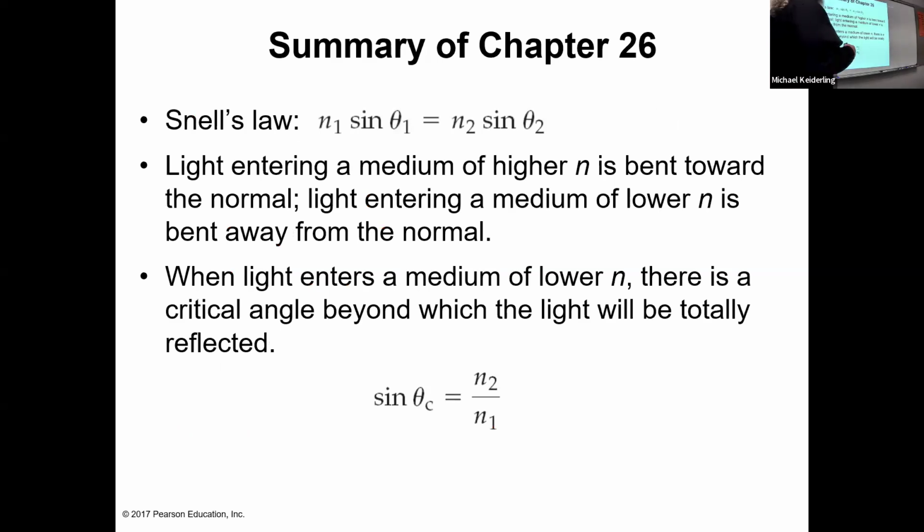So Snell's law: index of refraction n1 times sine theta 1 equals n2 times sine theta 2. Light entering a medium of higher index of refraction gets bent towards the normal. Light entering a medium of lower index of refraction is bent away from the normal. When light enters a medium of lower index of refraction, there's a critical angle beyond which the light will be totally reflected. It will not be transmitted. The sine of that critical angle equals n2 over n1, where n2 is the lower index of refraction and n1 is the higher index of refraction.